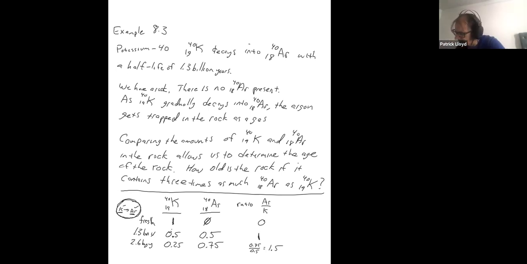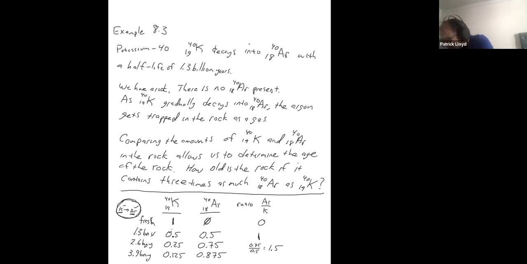Okay. Let's go another 1.3. That would be now 3.9 billion years. Okay. This is going to go down another half. So just keep going to half. 1, 2, 5. So this one went down by 0.125. So this is going to go up by 0.125. So 0.875. Okay.